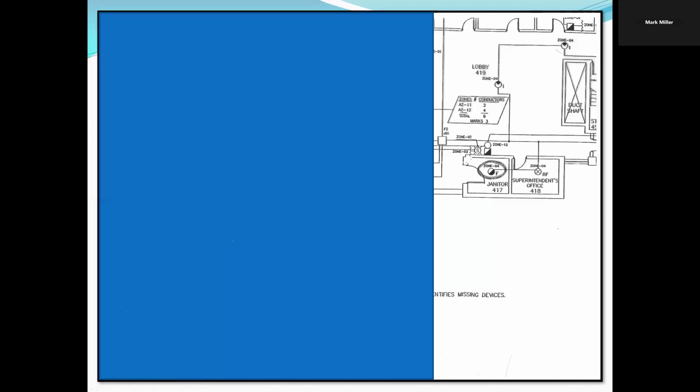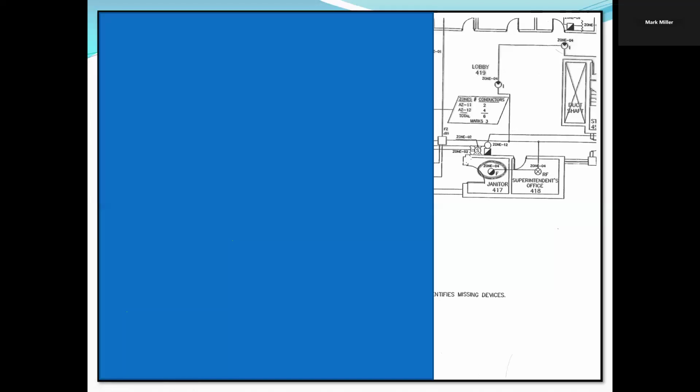So we have to make sure that we show that. If I showed it coming off of the bell, that would be incorrect because the bell is on a different circuit. Now that entire area is fire zone 4. There's no fire separation or anything. So again, that fixed heat in the janitor's closet ends up on fire zone 4.